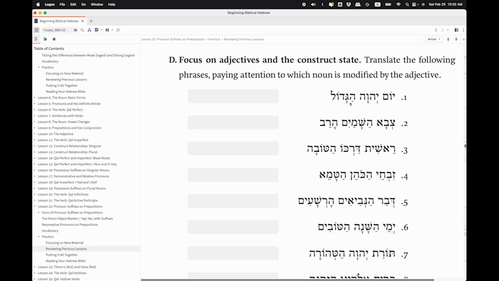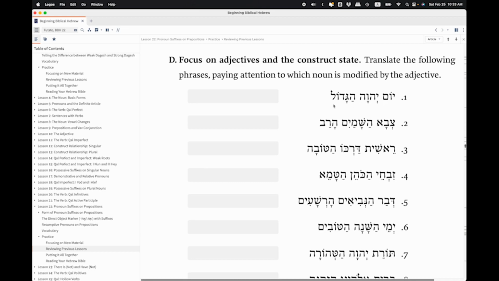And then we've got HaGadol. HaGadol has the hey with patach and dagesh. We take that off, we get gadol, which is great. The adjective great could be large, depending on what we're modifying. But we have to decide, how is this adjective functioning? Is it standing on its own, the great thing, the great one? Is it predicative, where we would say the day of the Lord is great?